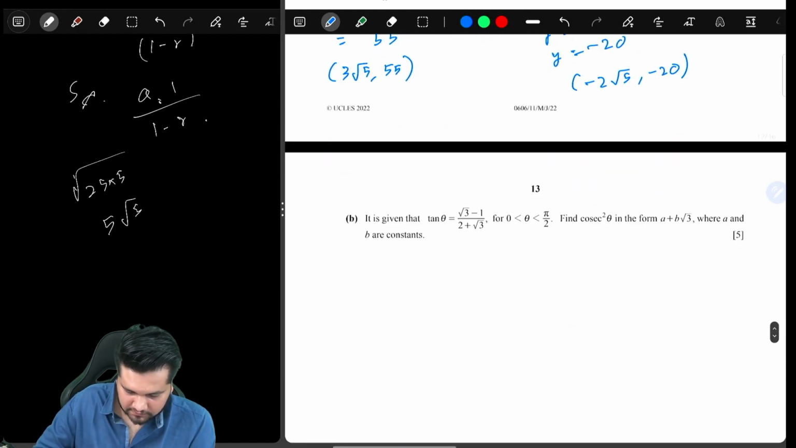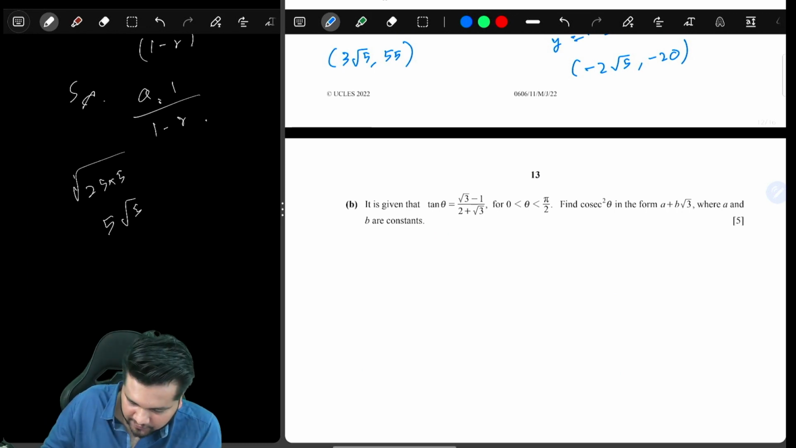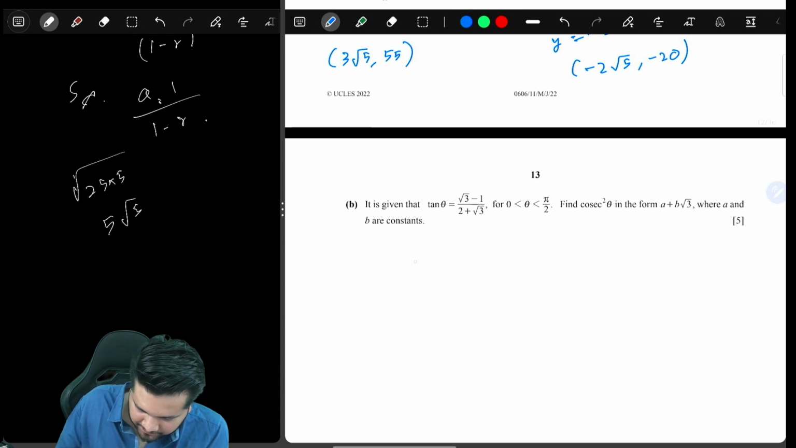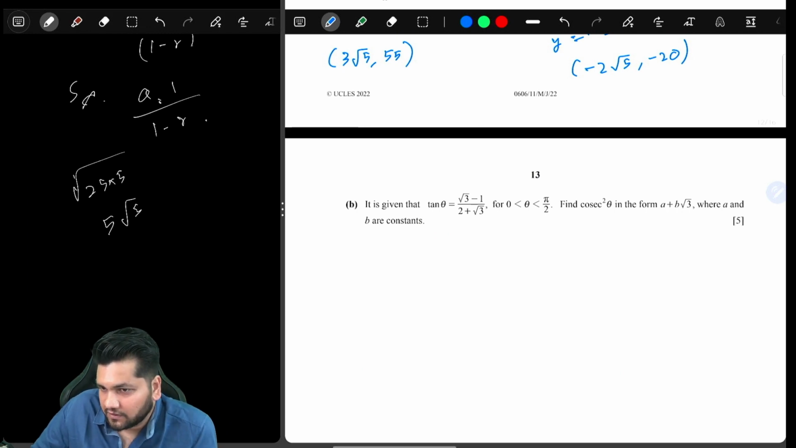After this, now the B part of it is, once again, it is given that tan theta is equal to this, find cosec square theta in the form of a plus b root 3. So they are asking you to use trigonometric identities. So they are asking cosec square theta in the form of a plus b root 3. Now see, one second. So we have tan theta as this thing, and cosec square theta is what they're looking for.